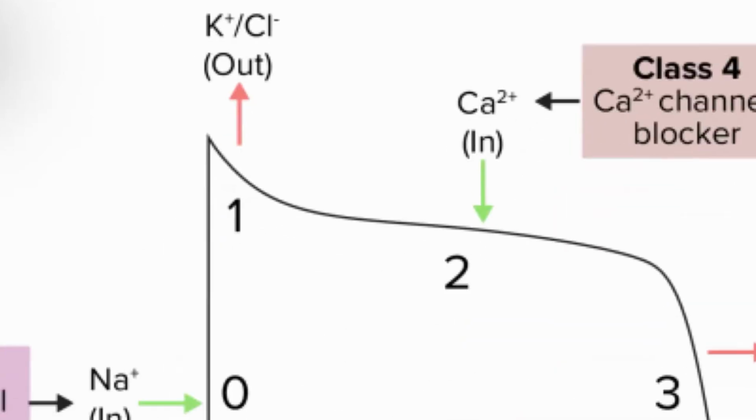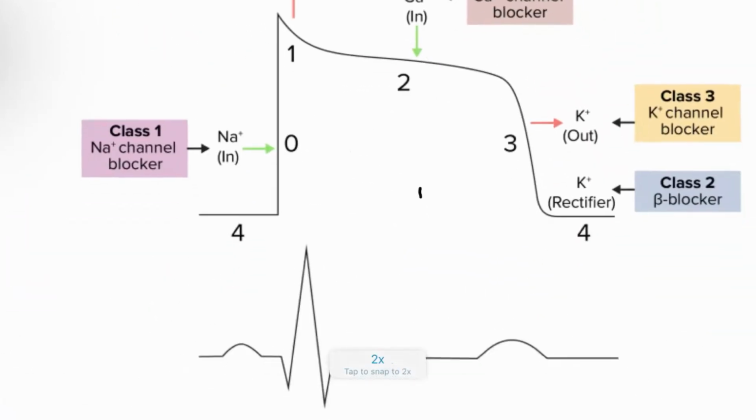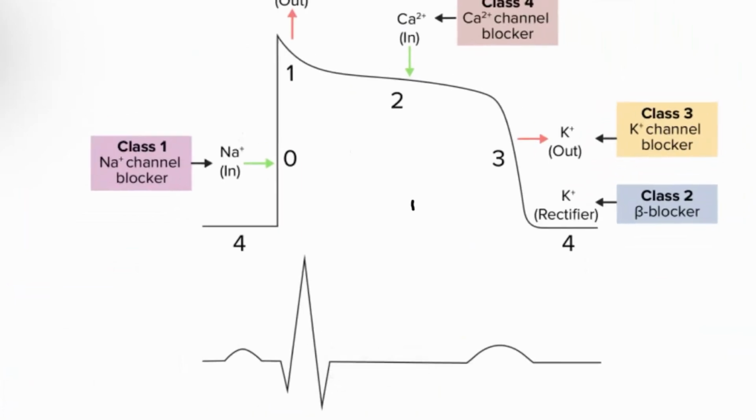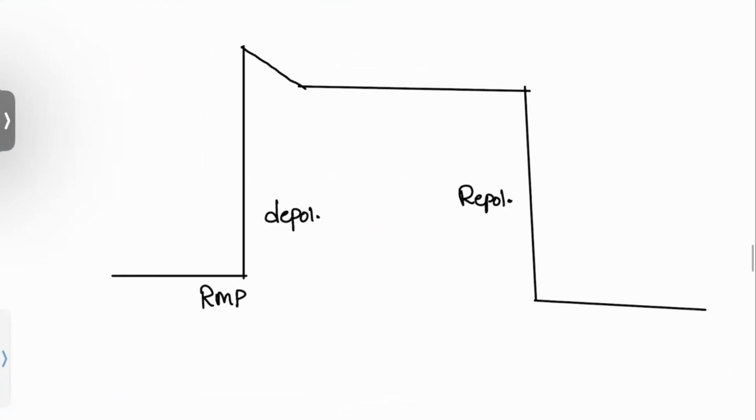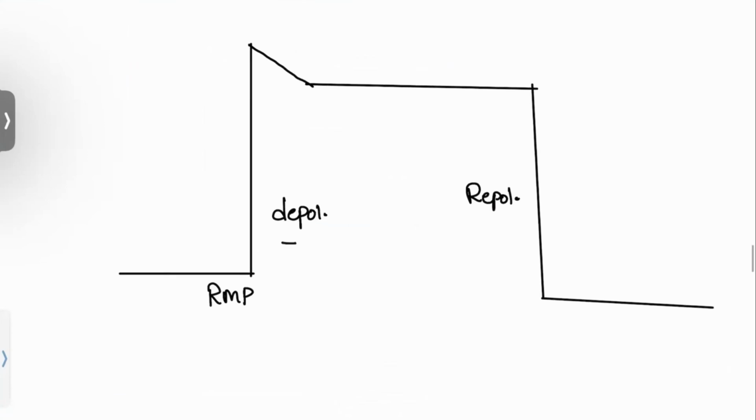Before we start and discuss the classification of the anti-arrhythmic drugs, I want you to know about the action potential of the ventricle. You have to know about the resting membrane potential, then depolarization, and another one is repolarization. Depolarization means you are getting positive ions into the cell. And what is repolarization? You are getting back to your polarized state, coming back to your resting membrane potential, that is minus 90 millivolts.